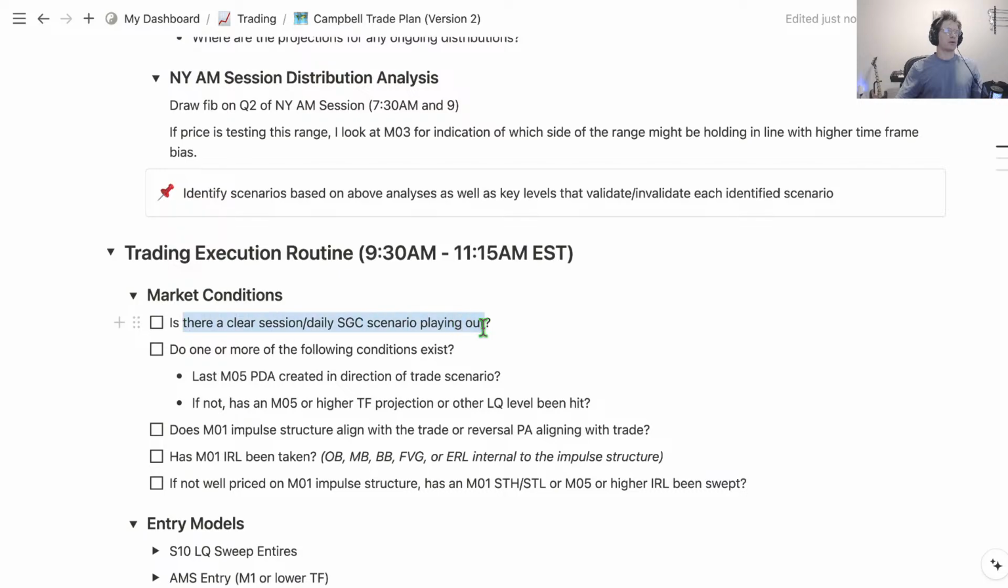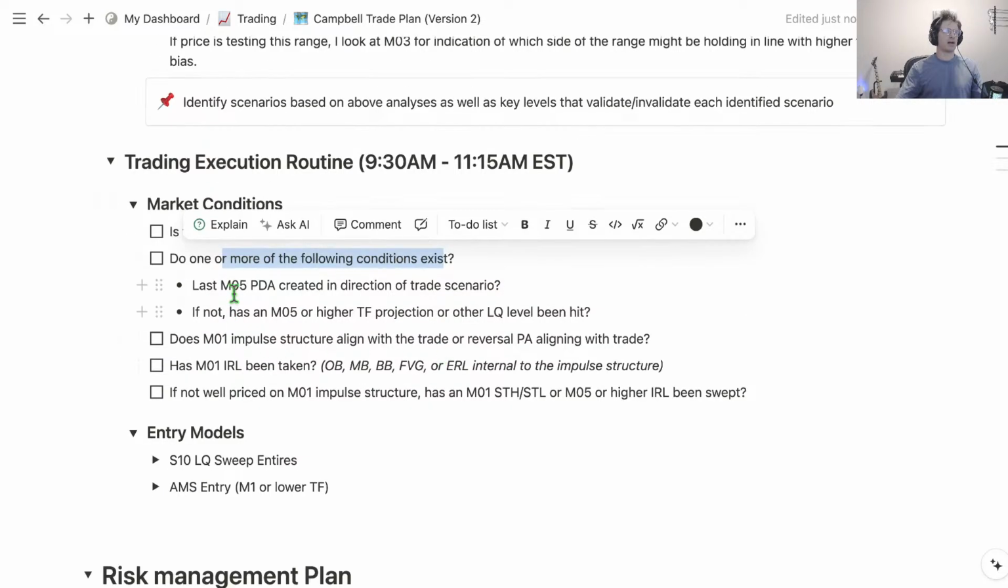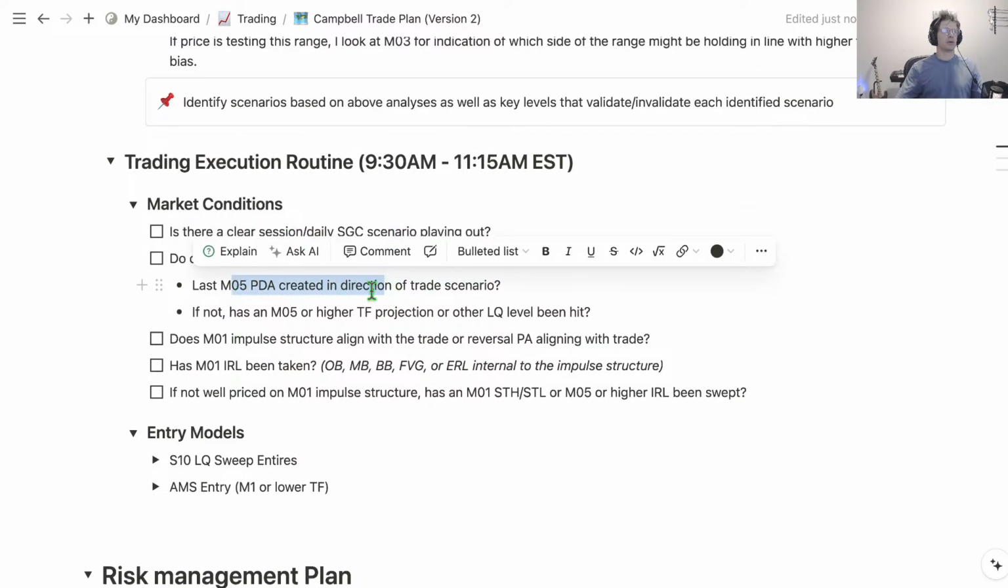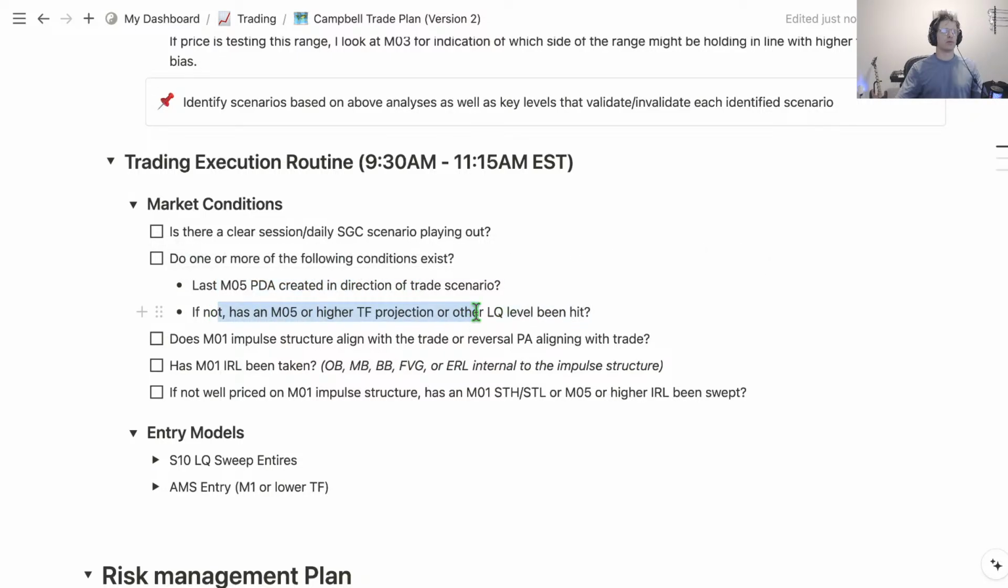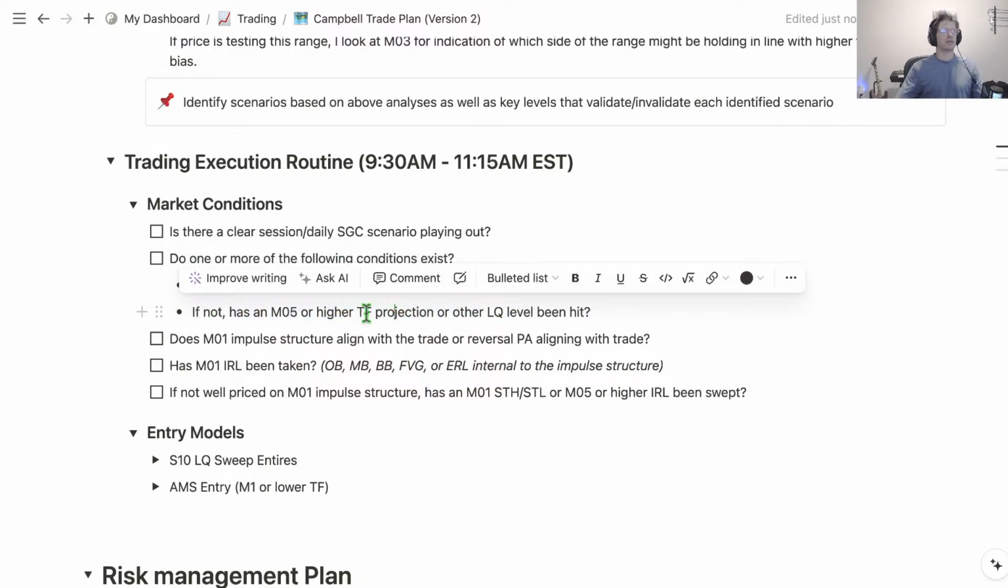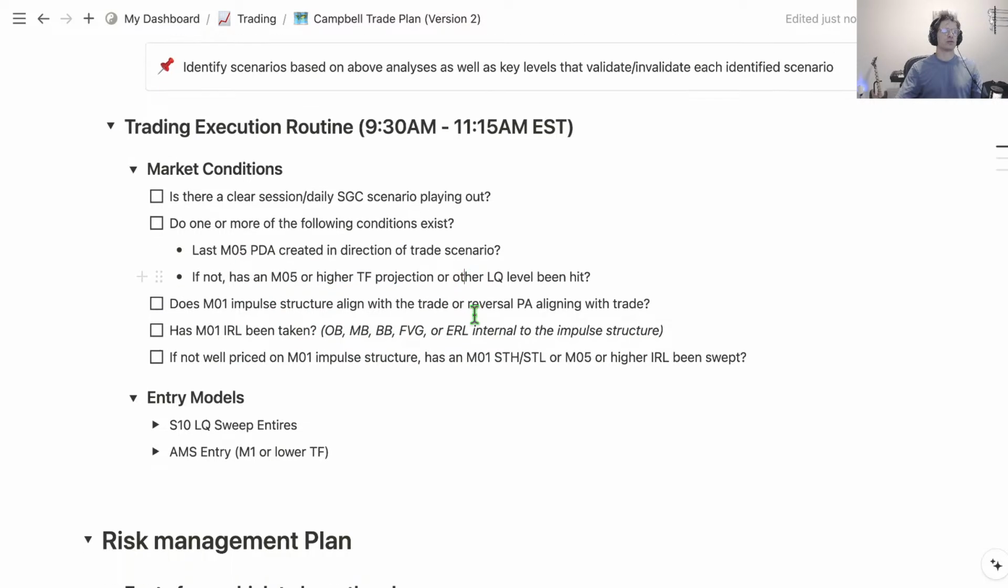Within the market, I want to see a clear scenario. I want the 5 minute to be aligned, whether that be a recent PDA in the direction of the trade or reversal PA on the 1 minute off of a 5 minute distribution level. It can also be a higher time frame distribution level, so like an hourly or 15 minute is just as suitable.